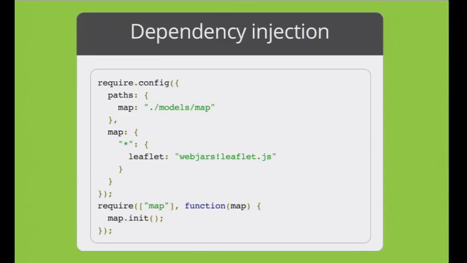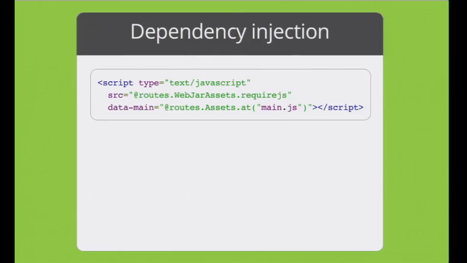And so you can see here I've got an application where I've got a map JavaScript file and it depends on leaflet, and then I can get that map and initialize it. And then using WebJars Require.js, this is the WebJars Requires plugin. This will return a special route that comes with all that Require.js configuration, doing that mapping with that WebJars exclamation mark plugin. So that's Require.js. What's the next thing?